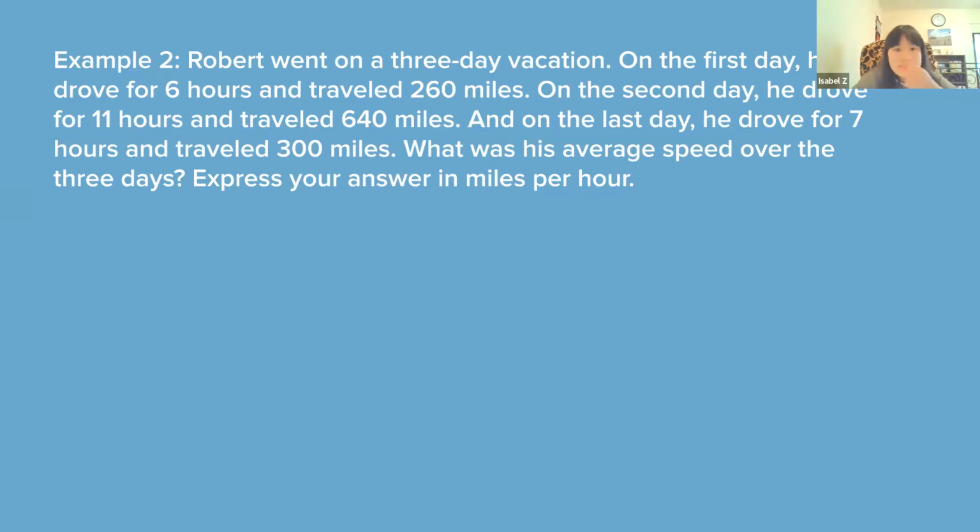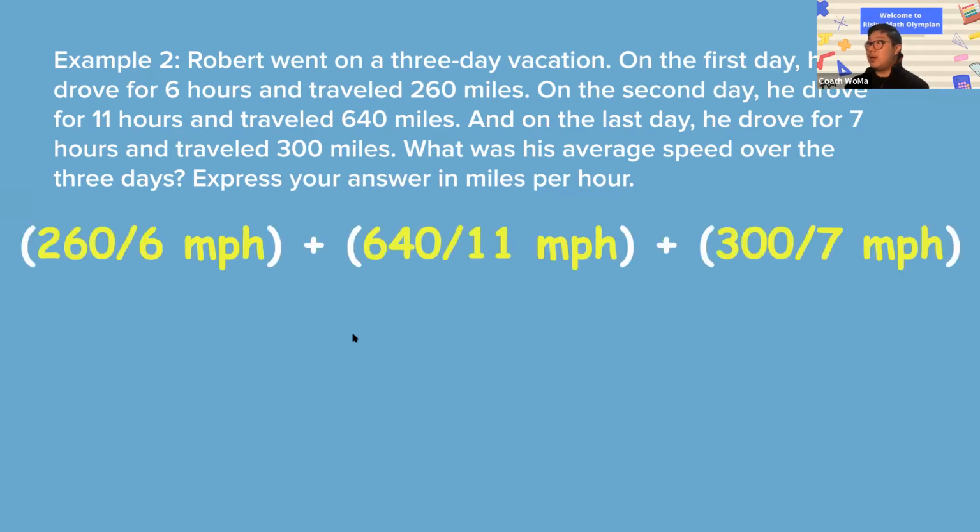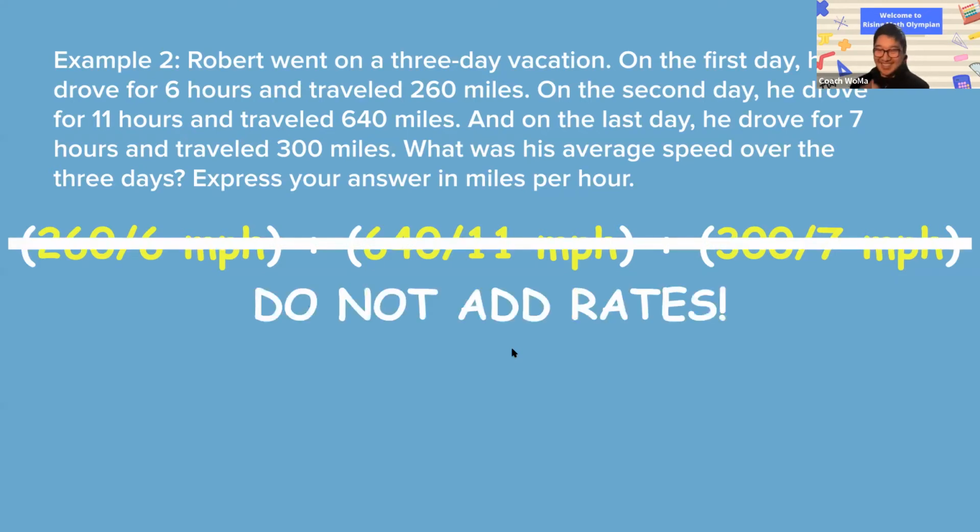Yeah. Cool. So something to be careful about for this question is you might see a bunch of rates, like 260 miles in 6 hours, 640 miles in 11, and 300 over 7. But just because you see these three rates, don't add the rates. That's something you have to make sure you don't do. So you can't add rates.